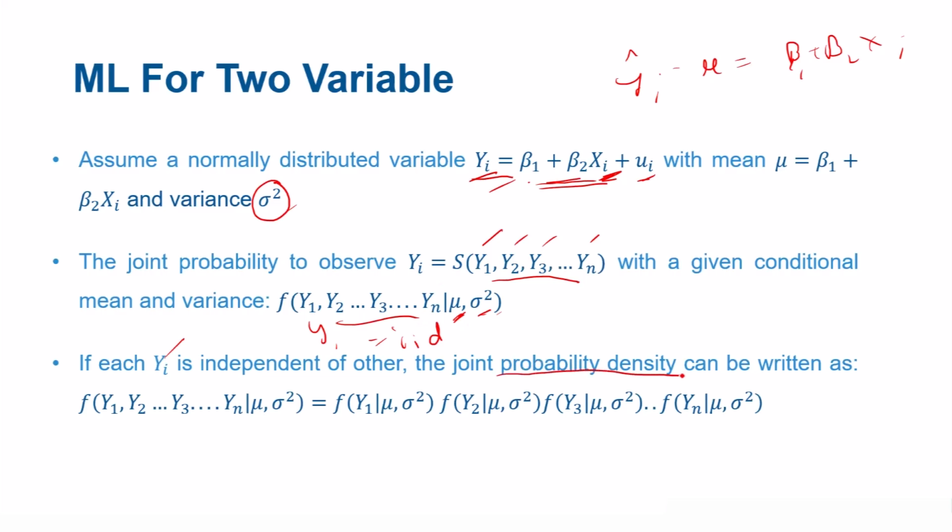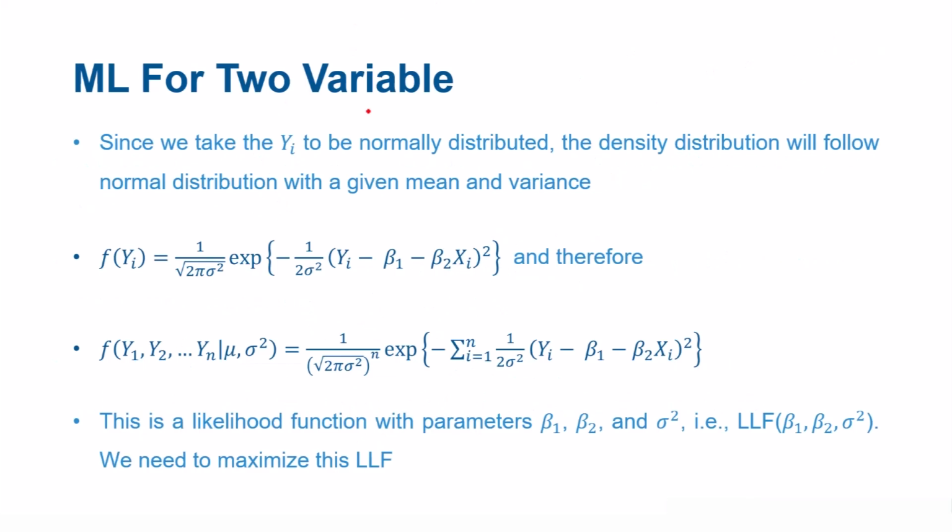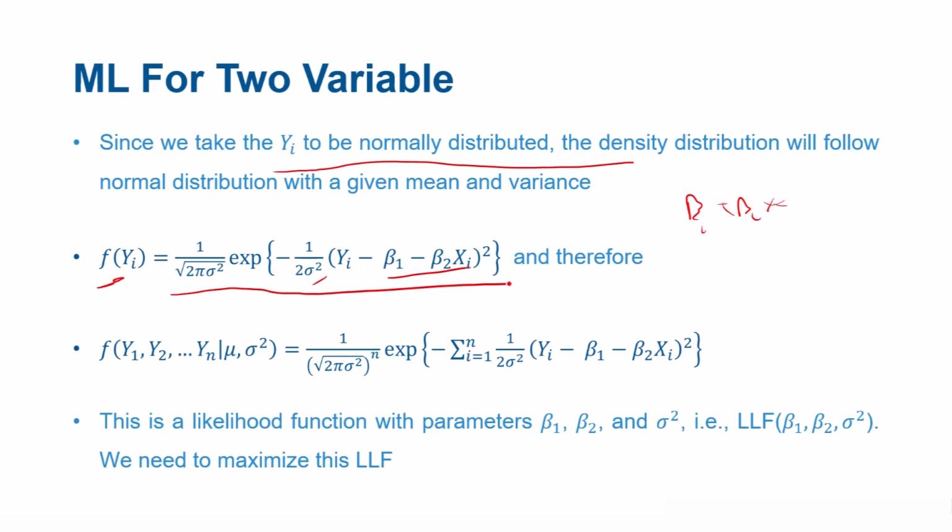So the joint probability density function can be written as this, which can be further segregated separately for y1: f of y1 conditional to mu and sigma square, f of y2 conditional to mu and sigma square, and so on. So this is our typical joint probability density function, conditional to mean and variance. Also, we said that this yi is normally distributed, so its density function will also follow the normal distribution function with a given mean and variance. Recall this was the mean, beta 1 plus beta 2 xi, and variance sigma square. So the typical density function of f(yi) is a normal distribution function written like this, where this is the mean, similar to yi minus mu, the mean.